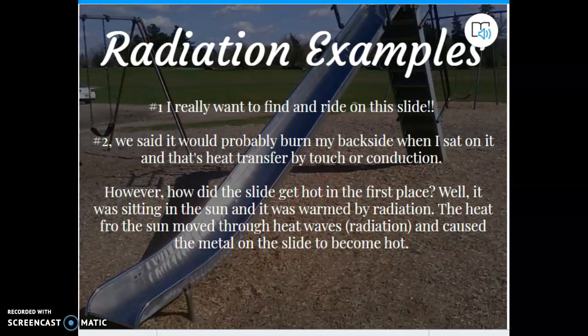But we have to think, how did that slide get hot to begin with? Well, here's this metal slide, which we know metal's a good conductor of heat, sitting outside on a hot summer day under the sun. Just like us, when we stood out in the sun and let the sun heat our face, the sun is constantly heating up this slide through radiation. So radiation is what causes the metal on the slide and the slide itself to become hot. And then when we sit on the slide and slide down, that would be conduction. But it's actually the sun's radiation that makes the slide hot to begin with.